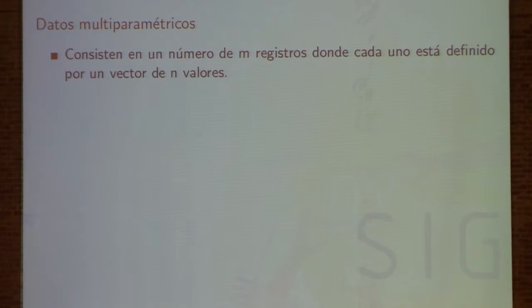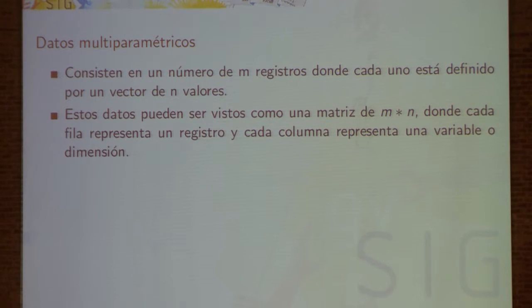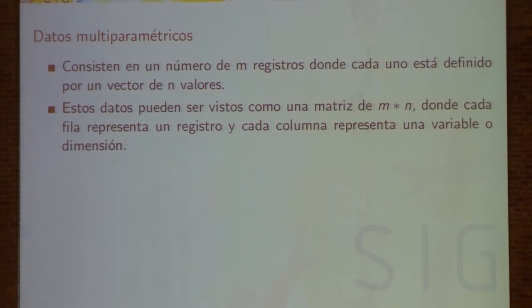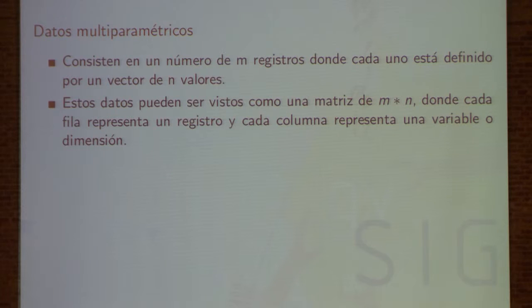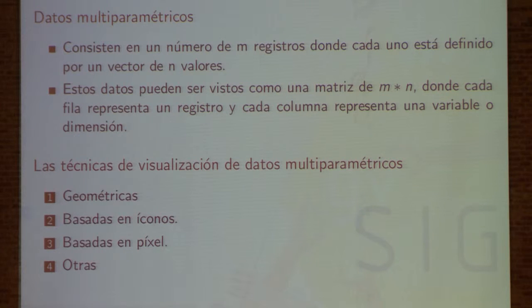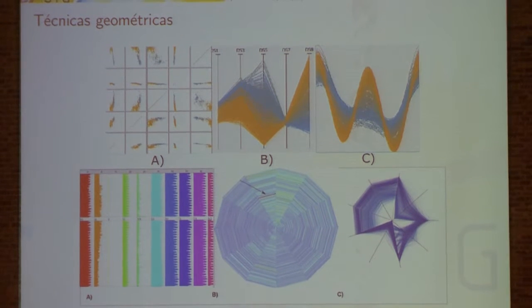The multiparametric data consists of a number of registers where each one is defined by a vector having n values. This data can be displayed as a matrix m by n, where each column represents a register and each line represents a variable or a dimension. We are speaking about techniques which are geometric, based on icons, based on pixels, and others. Others can be based on axes, and others can be useful for the representation of data and the reduction of dimensions.